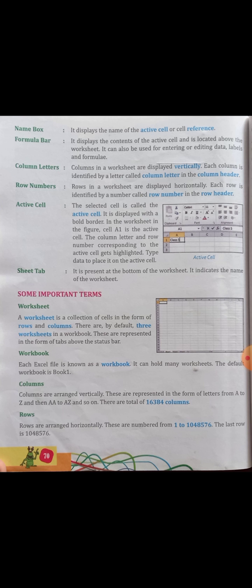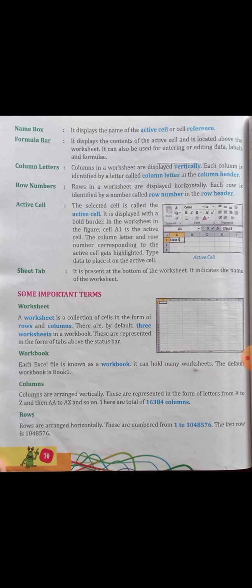Then comes your active cell, children. The selected cell is called the active cell. That means whichever cell you are working on, or you can say the box inside the spreadsheet in which you are writing something, that is called the active cell. It is displayed with a bold border. In the figure, cell A1 is the active cell. Whichever cell you are working on is called the active cell.